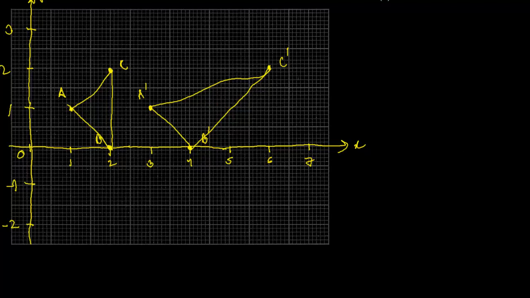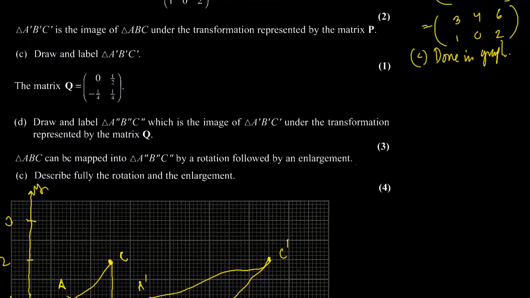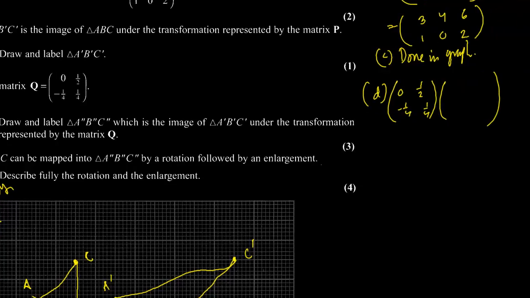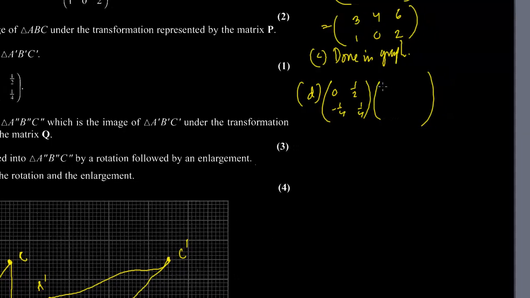Now the next thing that we have to do, we have another matrix Q. So 0, half, minus 1 by 4, 1 by 4. So we have to multiply this and we have to find another triangle. So let's do question number D. So we have to multiply 0, half, minus 1 by 4, 1 by 4 with the previous image that we just found. That would be A prime, B prime, C prime. So that would be 3, 1, 4, 0, 6, 2. So let me do this very quickly.